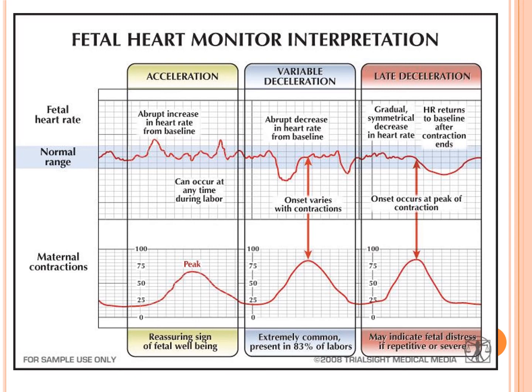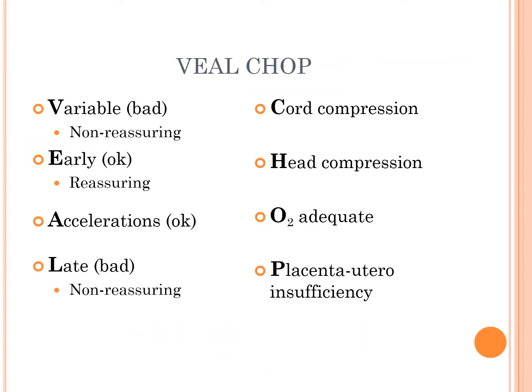We have the peak of our contraction and the lowest point in our dip, or the nadir of our decel, do not match. So you can see the arrow that is drawn from the top of the contraction up. Your decel is starting after the peak of that contraction. So that is considered a late decel. So here's VEAL CHOP. So we have VEAL, and you're going to do your VEAL and your CHOP.